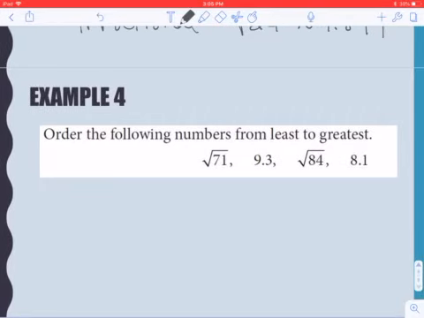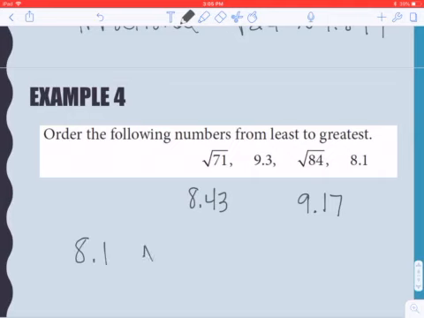And then last but not least, put these in order from least to greatest. I am just going to use my calculator to help me. But I find the square root of 71 is about 8.43. I have 9.3, and the square root of 84 is about 9.17. So if I go from least to greatest, the smallest one I see is 8.1. Then square root of 71. Square root of 84 and 9.3, and I'm just turning them into decimals.